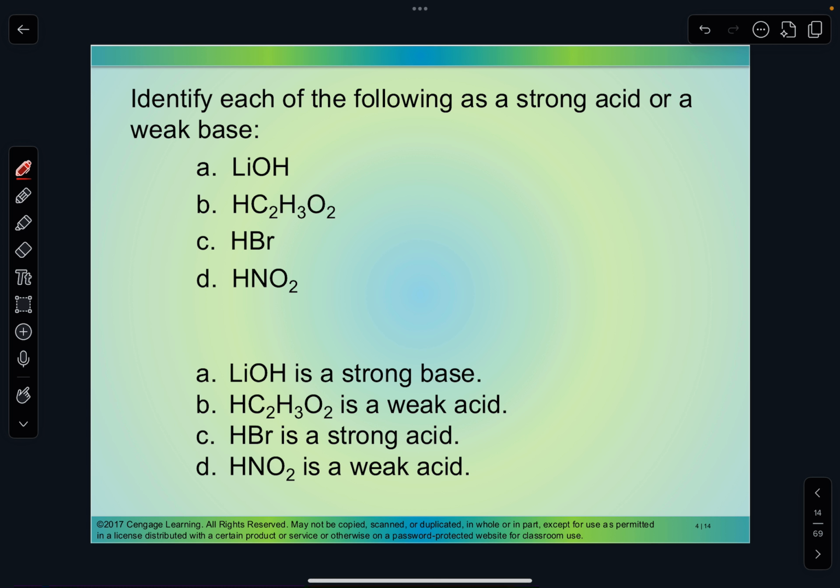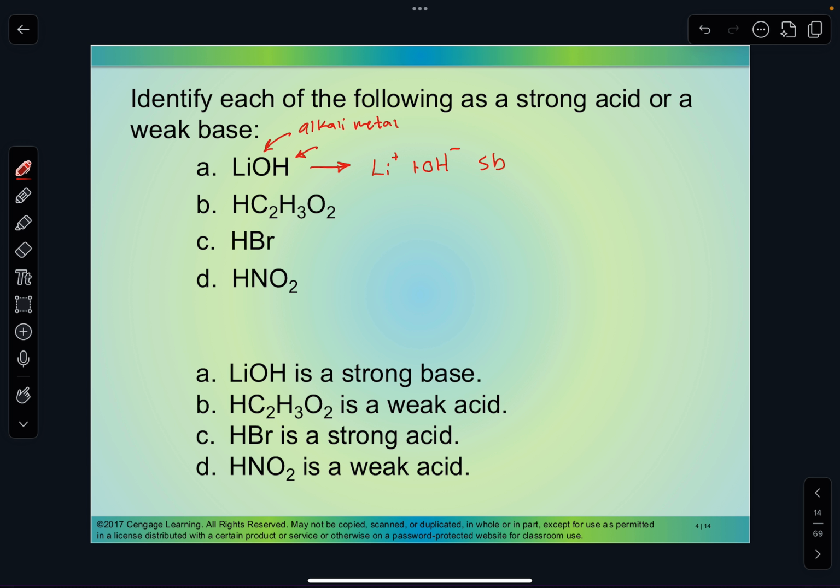Okay, so lithium hydroxide. When we break this apart in water, we get lithium plus OH minus. Now lithium is an alkali metal, which means that everything dissociates with it. So this is a strong base, I'm just going to put an SB. And we know that it's a base because it has this OH here.